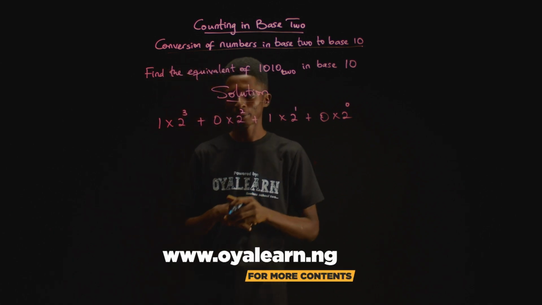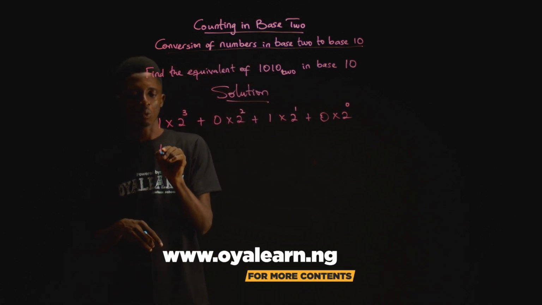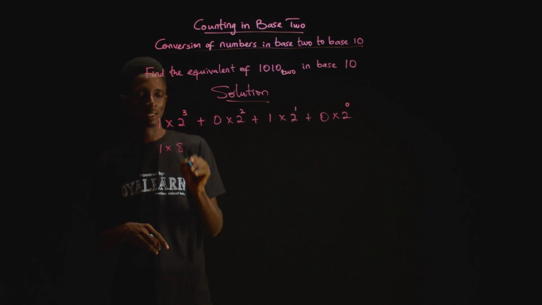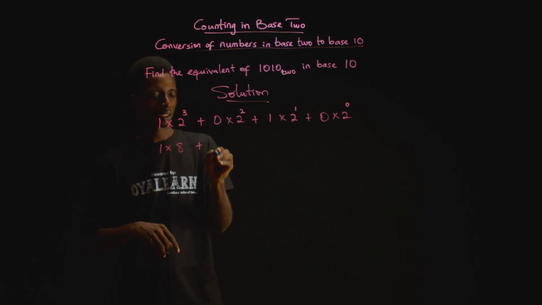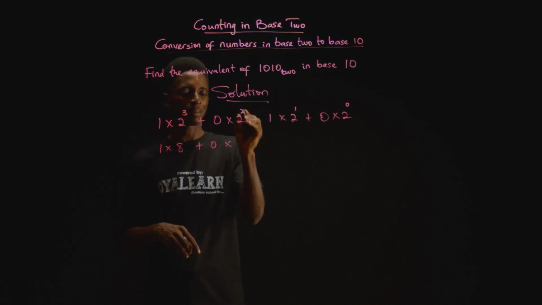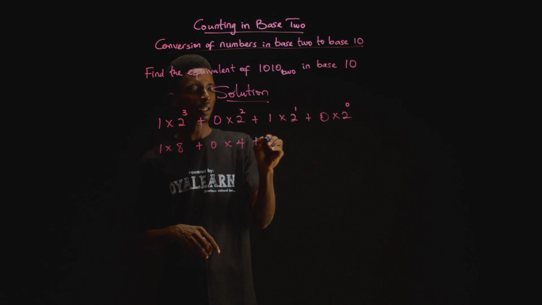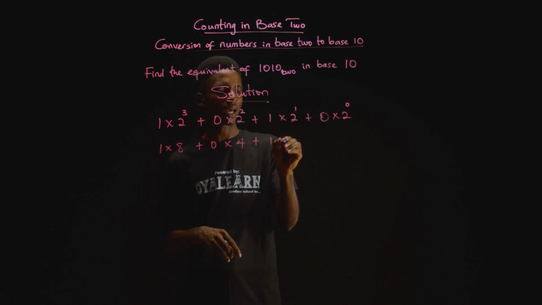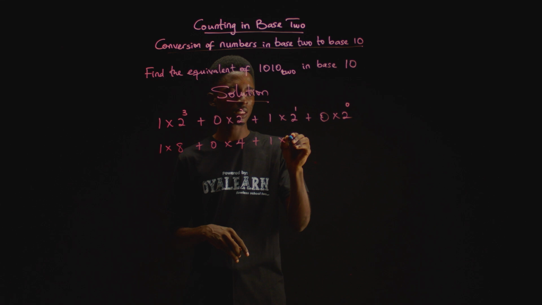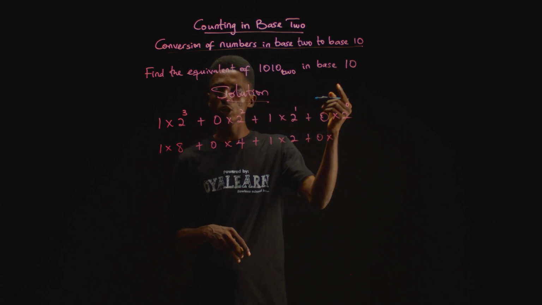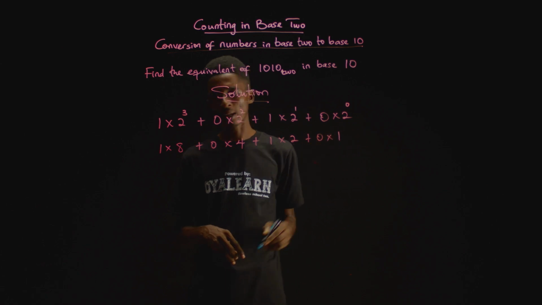Then we simplify. So what we have here now is 1 multiplied by 2 cubed gives us 8, plus 0 multiplied by 2 squared, which gives us 4, plus 1 multiplied by 2 to the power of 1, which is 2, plus 0 multiplied by 2 raised to the power 0, which gives us 1.